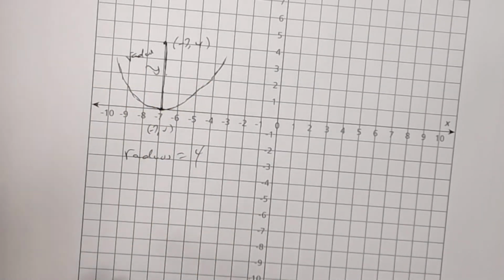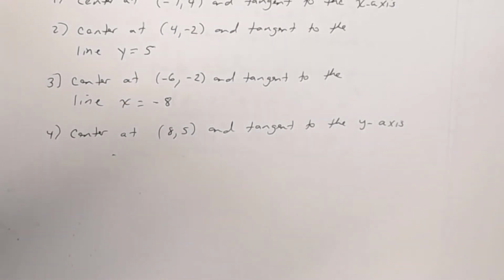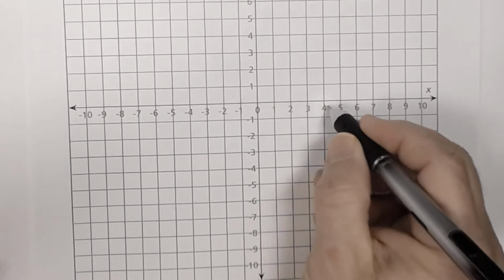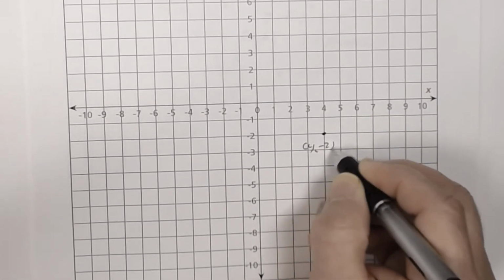All right, so that was number 1. Let's look at number 2. We're going to use that same idea: we're going to draw it. It helps if you draw it, it really does. So for number 2, you're told that the center now is at 4, negative 2, and it's tangent to the line y equals 5. Let's plot the center first. The center is 4, negative 2, right here.